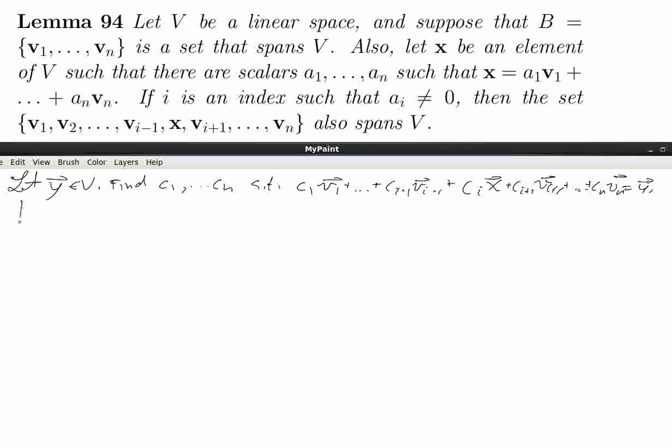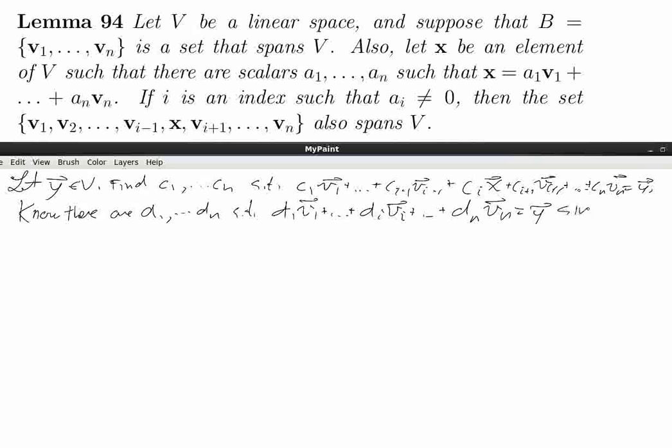We know there are d1 up to dn such that d1 v1 plus di vi plus dn vn equals y, since the v's span V. So since it spans without the x, with the vi, I can get it. So I'm going to leverage these coefficients, these d's, to build up my c's.